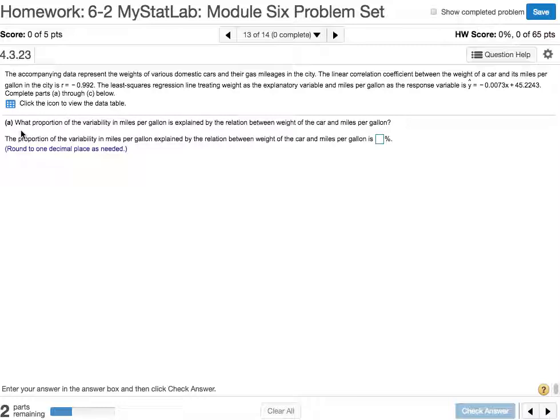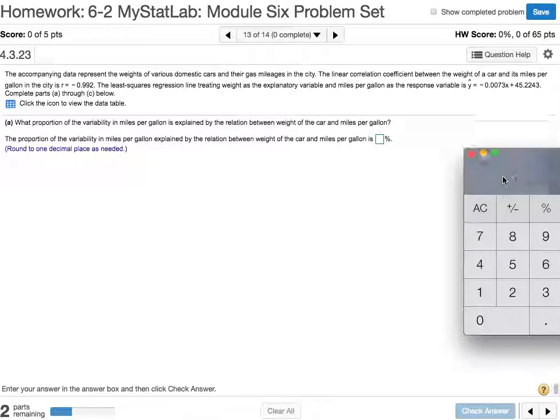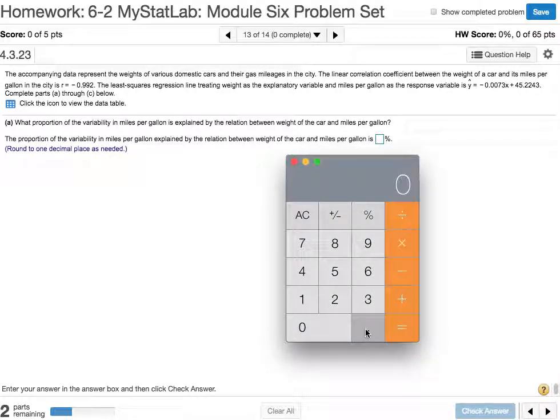First of all, it asks what proportion of the variability in miles per gallon is explained by the relation between weight of the car and miles per gallon. So for that, we would look for the coefficient of determination, and we would get that by squaring this number R. Let's go ahead and get that one, and then we'll talk about it a little further.